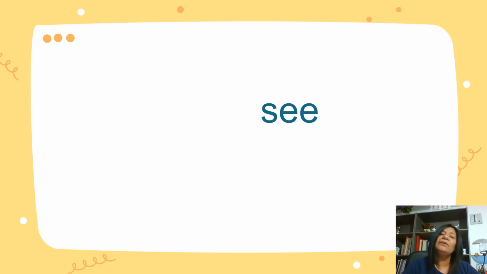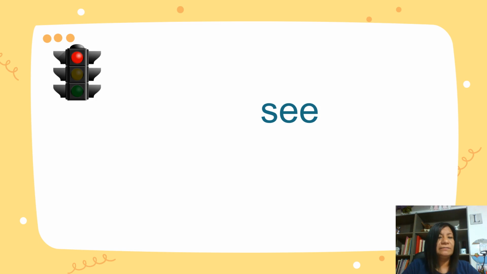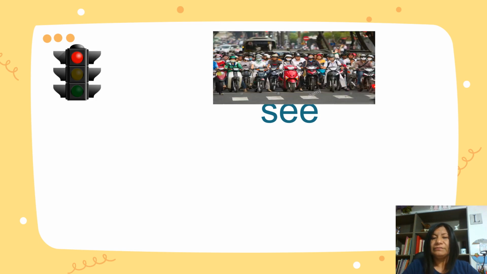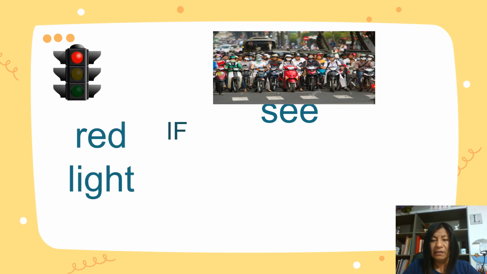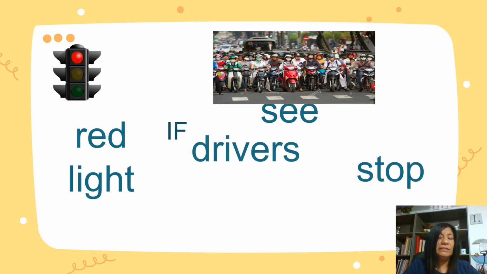This is another kind of exercise. So you have to order some words. But look at the picture. We have a traffic light and we have a crowd. A lot of motorcycles. What happened? If, red light, see, stop, drivers, okay? We have to order the sentence. In this case, we can start with if. Remember, we use if, subject, verb.